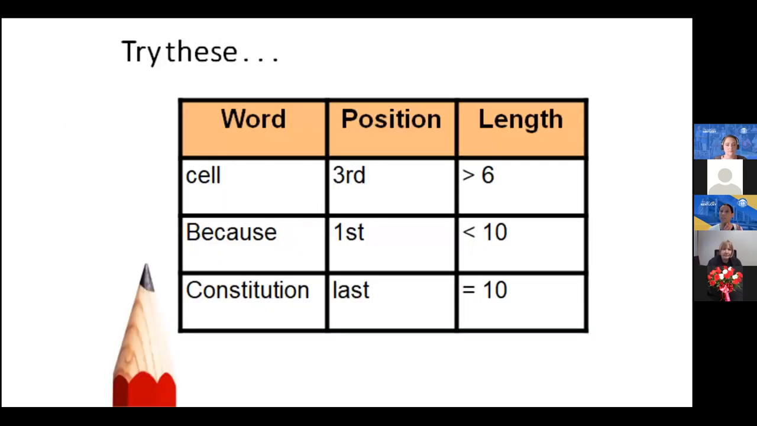So instead of just giving them words to use in a sentence, we're going to also say the position in the sentence that word might have to be, along with suggested length. So here you can see in the first example, they're using the word sell. It has to go in the third position of the sentence, and the sentence has to be more than six words in length. So it's just, again, a little creative way to see where students are in their understanding of key academic vocabulary we know they need to know.